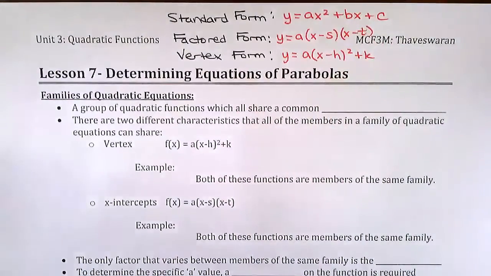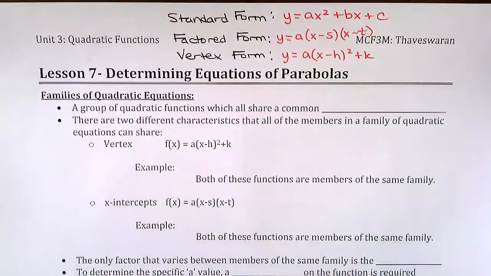So what we're going to focus on today is how we can essentially come up with the equations of a parabola by using clues. Up until this point, I've given you a graph of a parabola and you've been able to determine its equation. Now we are going to figure out the equation from clues that are given in the question. So, families of quadratic equations. Before we're able to create those equations, we need to define some terminology.